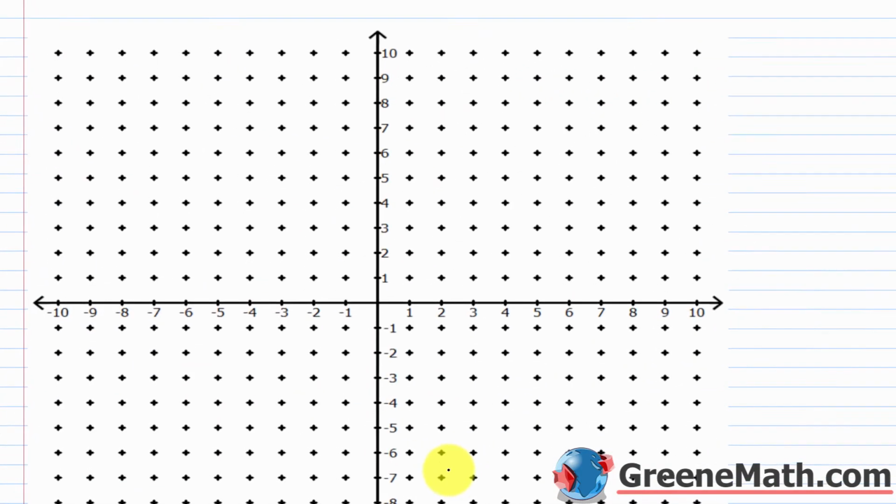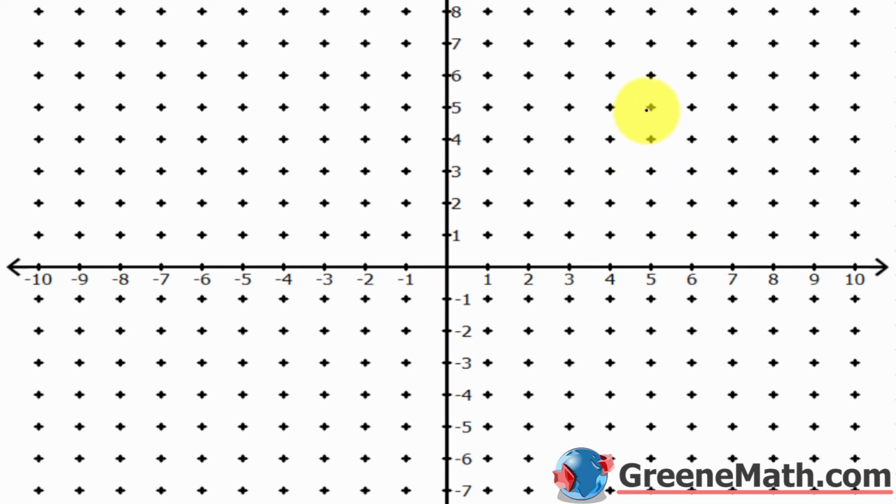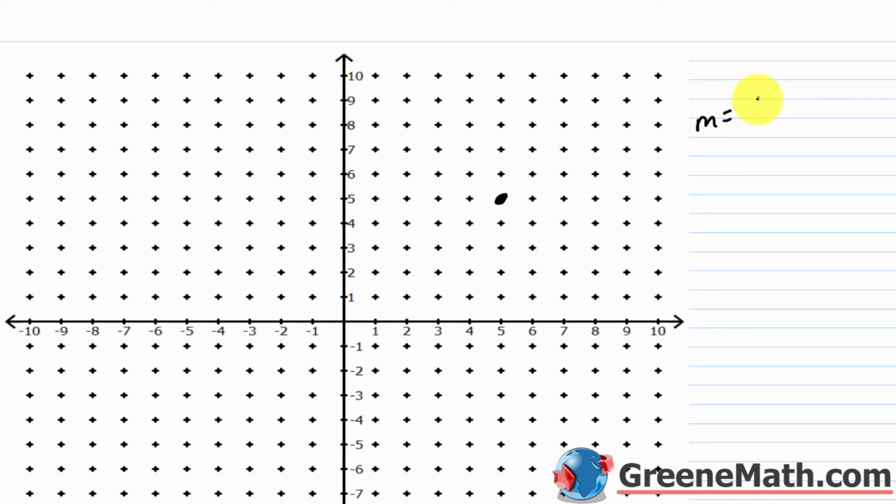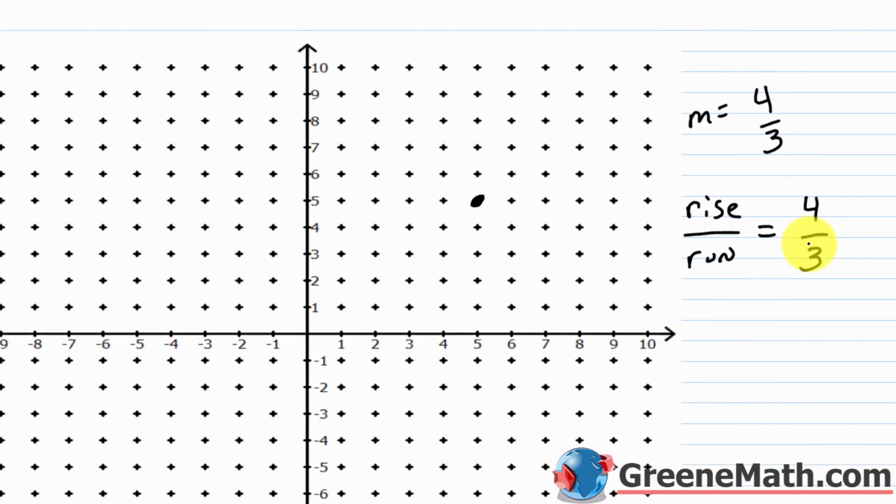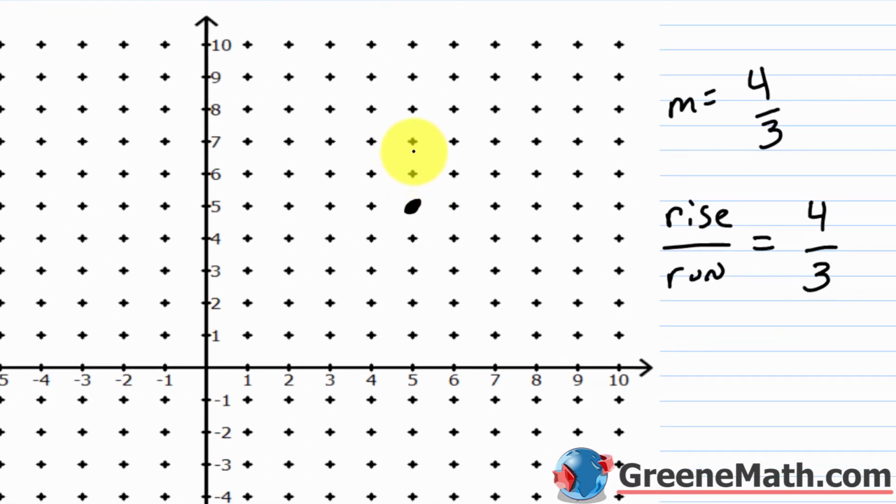So a point on the line is 5, 5. That's going to be right here. And again, our slope, m, is equal to 4/3. So in terms of rise over run, this is 4/3. If I wanted to find another point on this line, I could go up 4. So up 1, 2, 3, 4. And then I could run 3. When you talk about run, positive means you go to the right. So I'm going to the right 3. 1, 2, 3. So here's another point on that line.